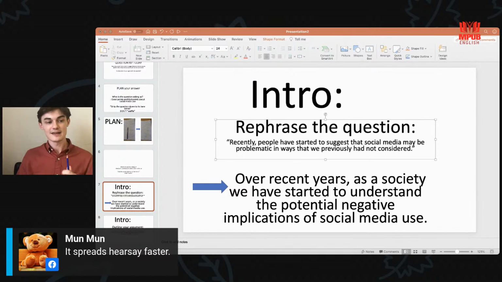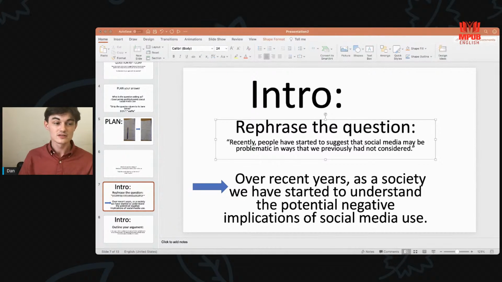It spreads hearsay faster. Yeah, that's definitely true. So hearsay, I guess you mean like gossip. Hearsay, quite an old-fashioned word now. It took me a second to understand what you meant. It's a good word, though quite old-fashioned. If you're talking to your friends in England, just use the word gossip. People understand you a bit better. But hearsay, definitely a good word to use. Probably more like a written essay word.